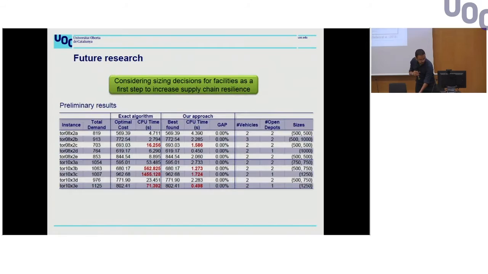This is some preliminary results of ours. To introduce some flexibility in the facilities, we need to allow that the capacities of the facilities can be chosen between a lot of alternatives. So these are some results. I think the time is short, so I'm not going to go deep into this.